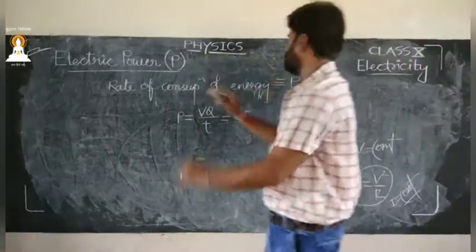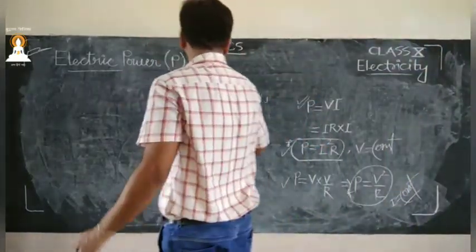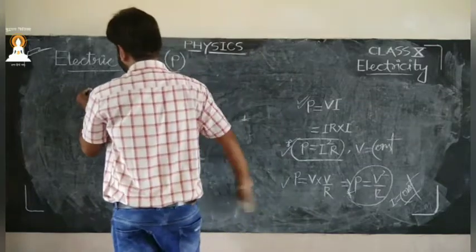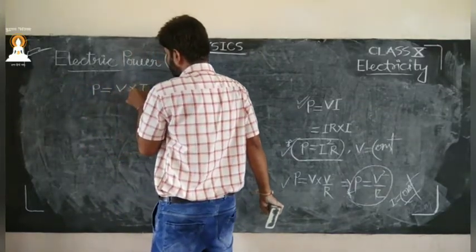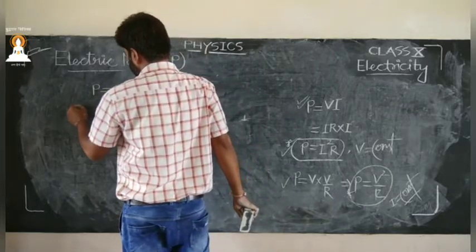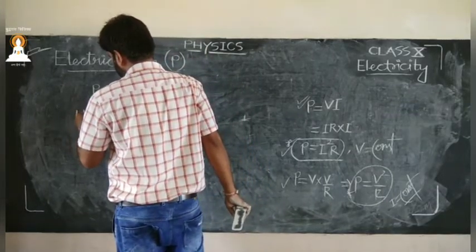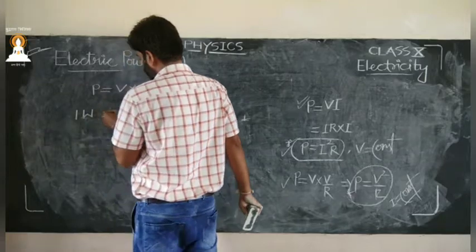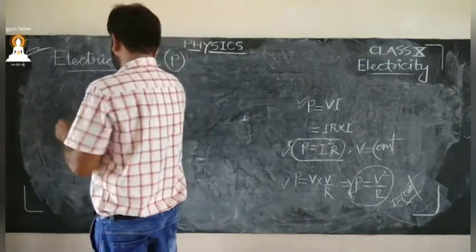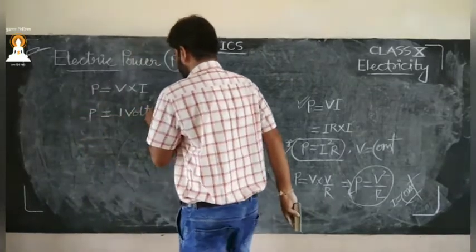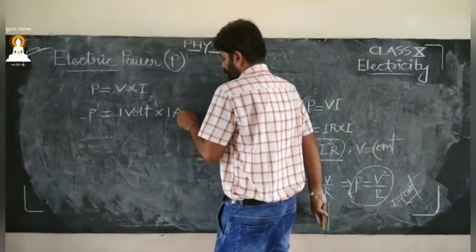Okay, now let us talk about the unit of power. Simple. P is equal to V into I. So power is measured in watts, and 1 watt is nothing but 1 volt into 1 ampere.